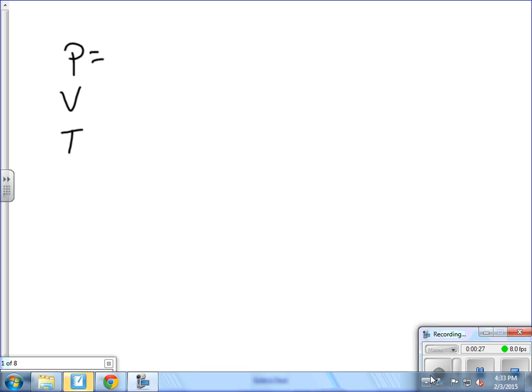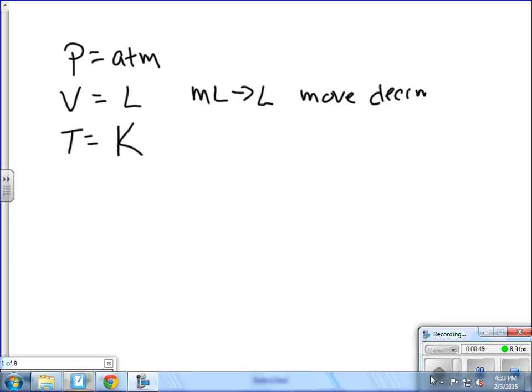Our pressure always needs to be in the units of atmospheres. Our volume needs to be in liters, and temperature needs to be in Kelvin. Sometimes a number will be given to you in milliliters, and to go from milliliters to liters, we move the decimal 3 times to the left. So that's something that we learned way back in the very first chapter.